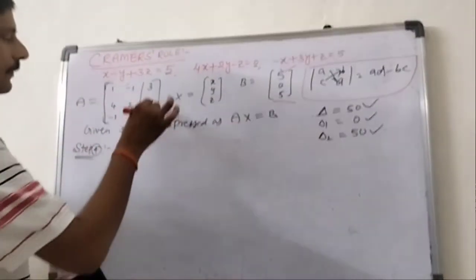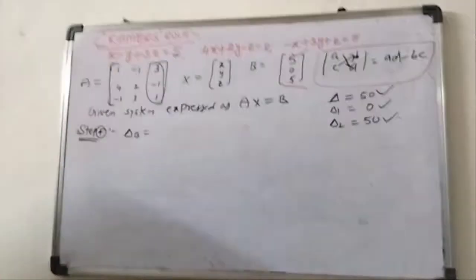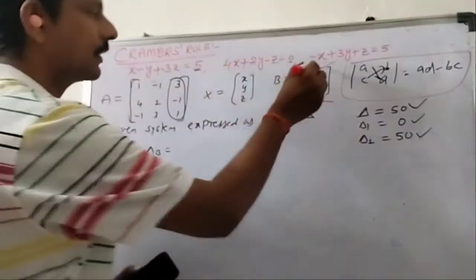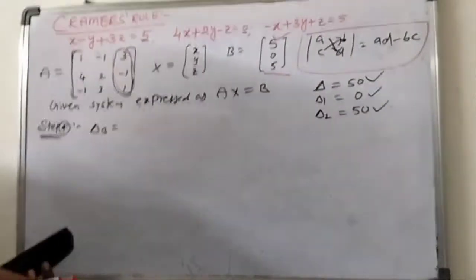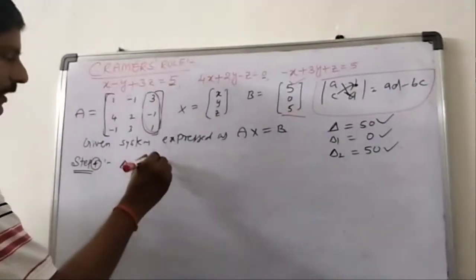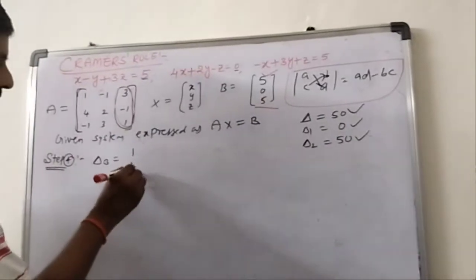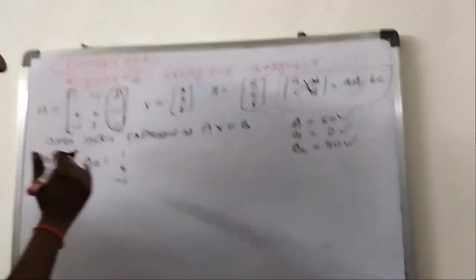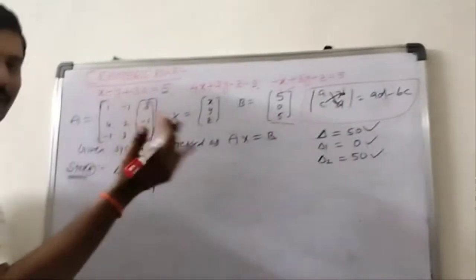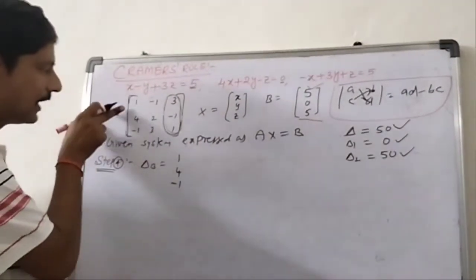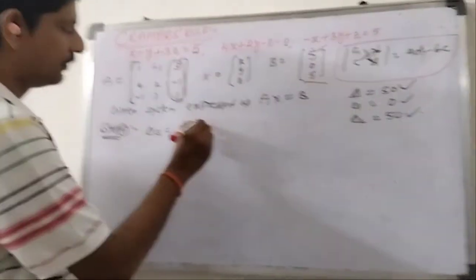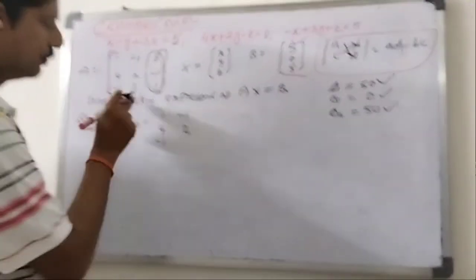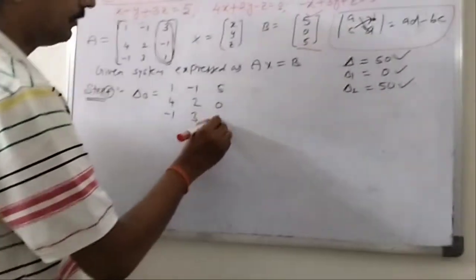For delta 3, we have to remove the third column and replace it by 5 0 5. Now concentrate on this: 1 4 minus 1. If you take any element wrong, then your answer is also wrong, so be careful in taking the elements. 1 4 minus 1, minus 1 2 3 remains the same, and 5 0 5.